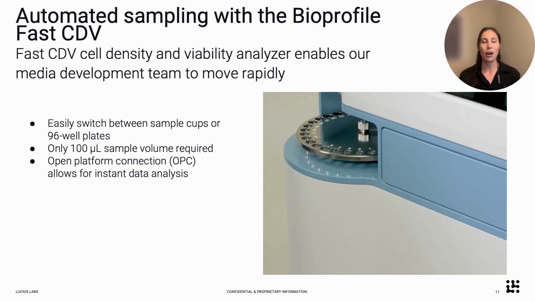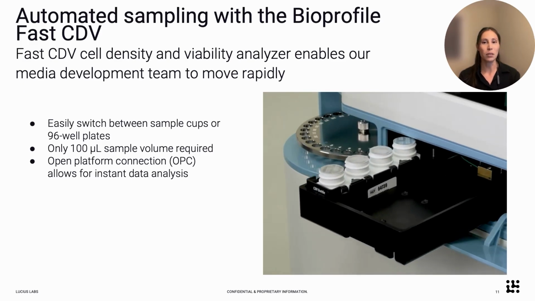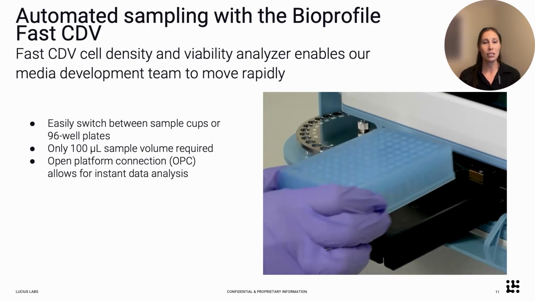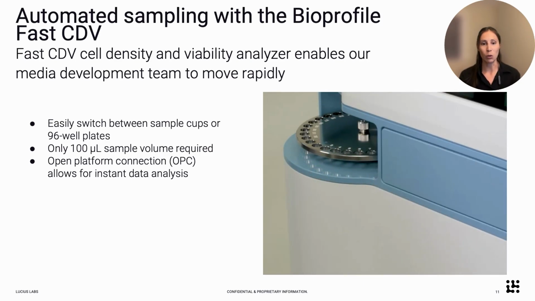With the FAST CDV, we are able to automate sampling and enable rapid data analysis. The FAST CDV works with either single sample cups or 96-well plates and quickly switches between the two without the need for removing machine components. As shown in this video, there is a quick option for either 96-well plates or sample cups. We can easily switch between the two and move through 96-well plates very quickly. In addition, we only need 100 microliters of sample, so this works very well for small-scale processes where we're analyzing a lot of conditions across very small sample sizes.